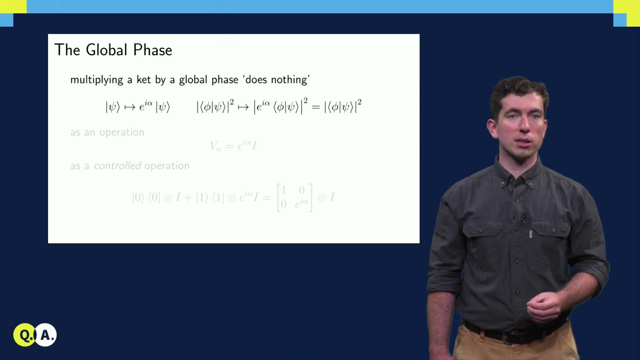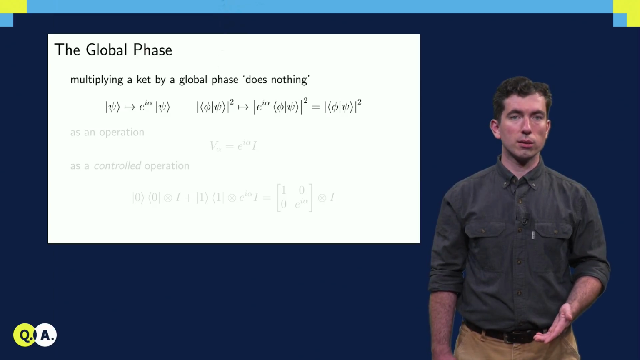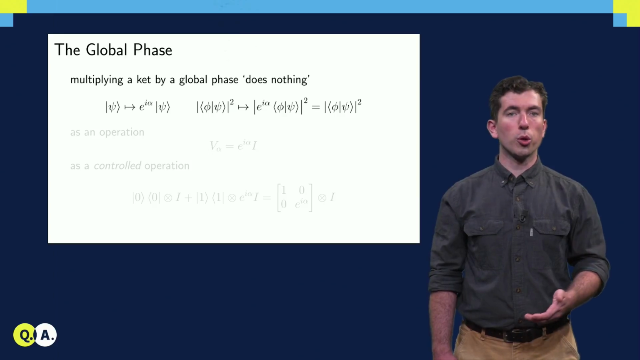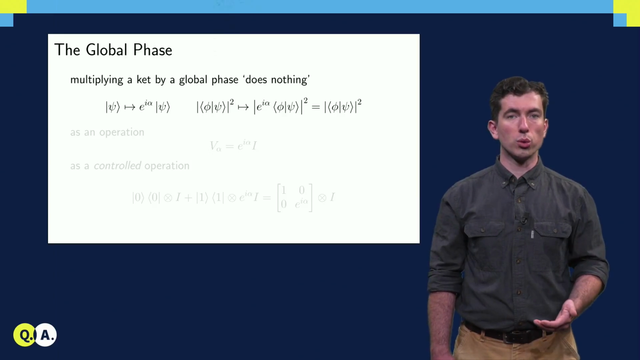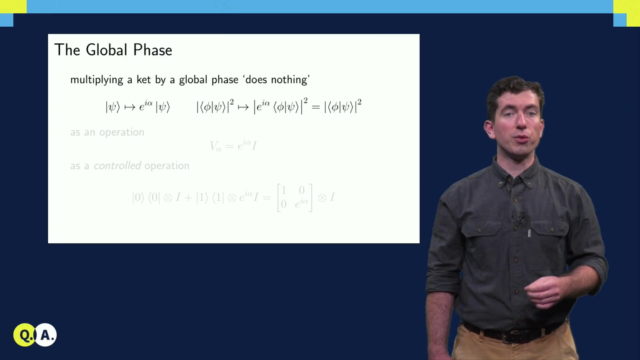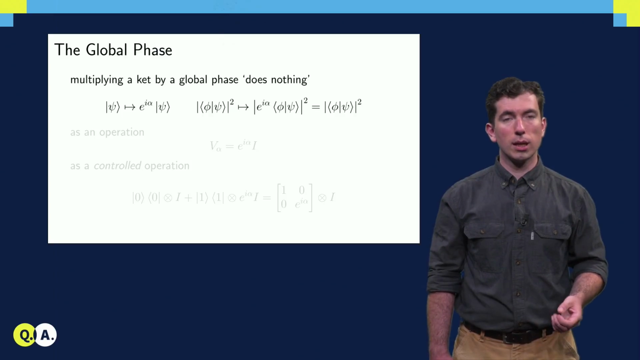Let's first look at the simplest of all phases, the global phase. If we had an operation that multiplied a state by a global phase, like a unitary does when one of its eigenstates is input, the output probabilities that are defined by Born's rule don't change. This means that the global phase has no physically measurable effect.